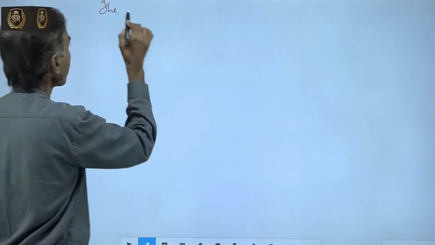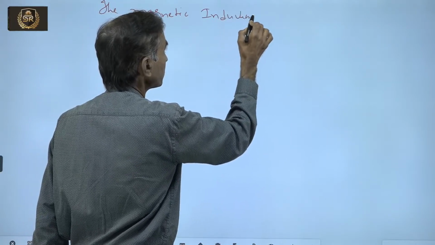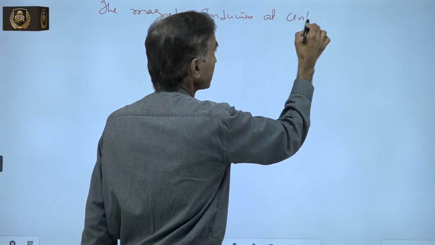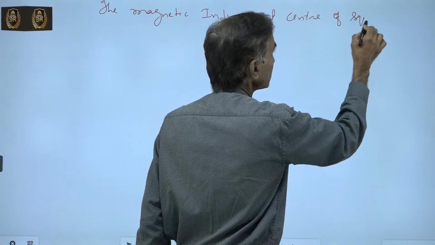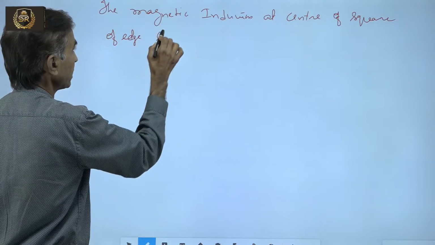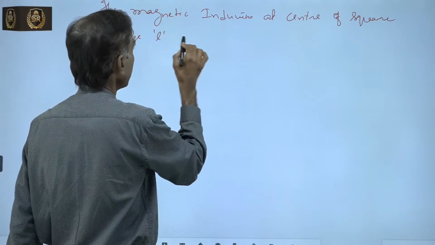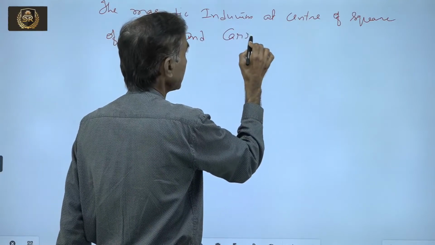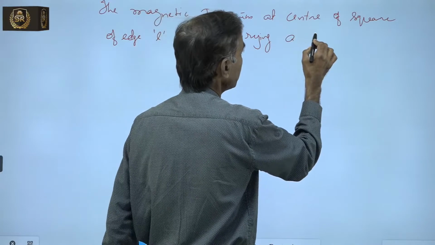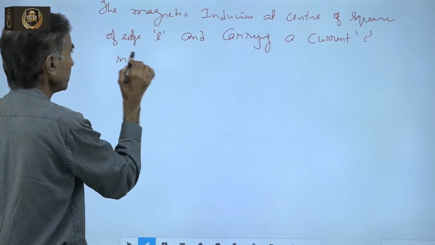That is the magnetic induction at the center of a square of edge L and carrying a current I, in Tesla.